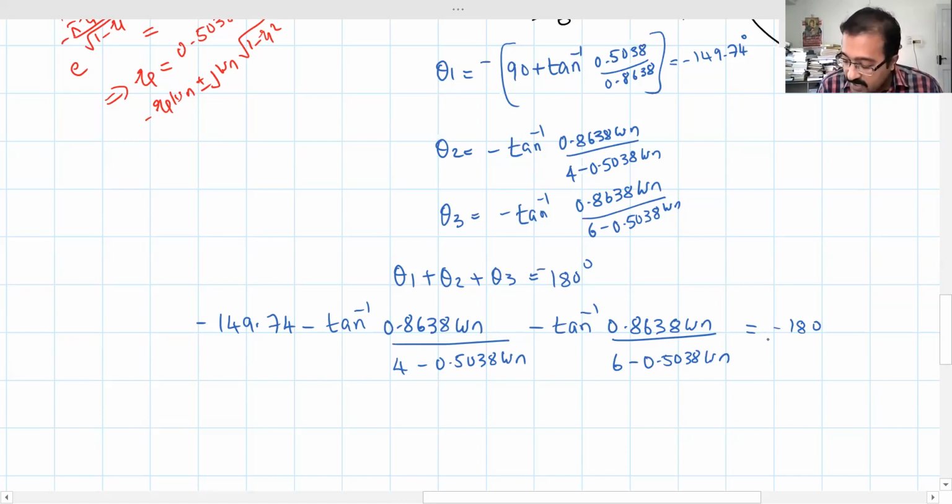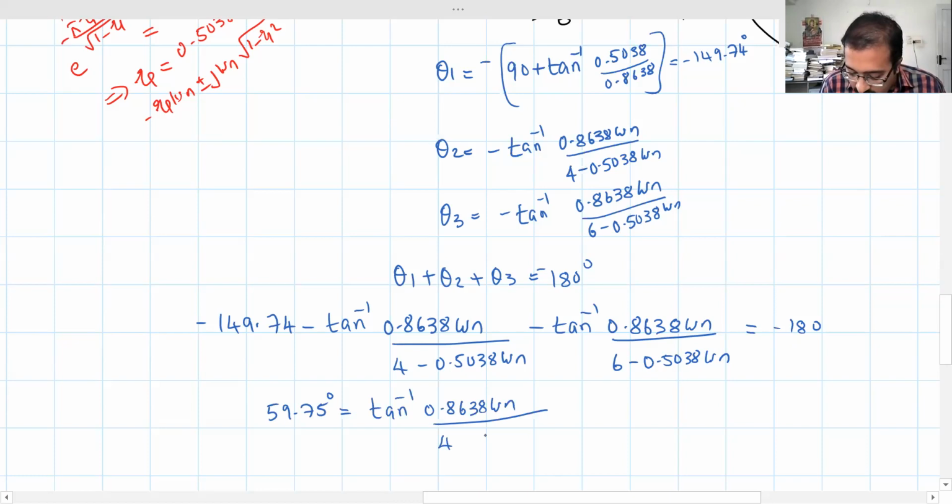So now what I can do, I can take this minus 180 to the left side of the equal sign and take the tangent terms to the right side. So what will you get? You will get 59.75 equals what? Tan inverse 0.8638 omega n by 4 minus 0.5038 omega n plus tan inverse 0.8638 omega n whole divided by 6 minus 0.5038 omega n.